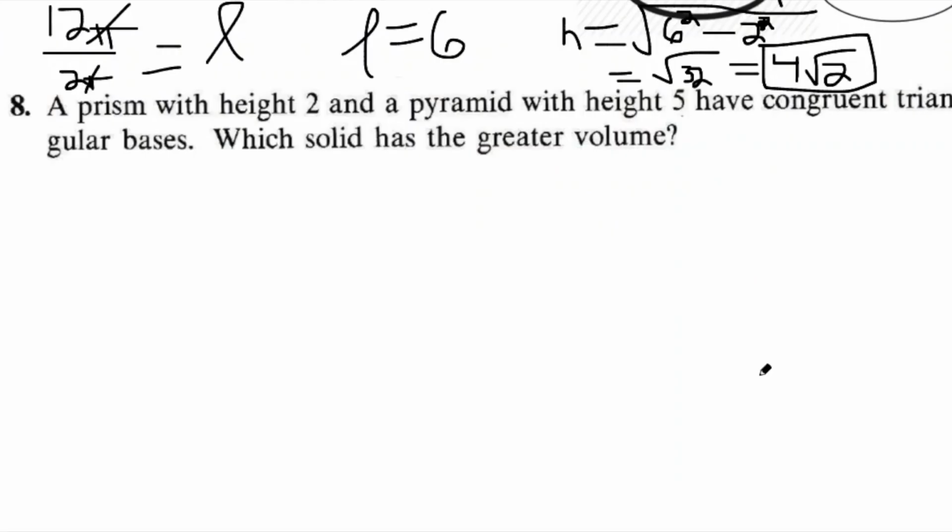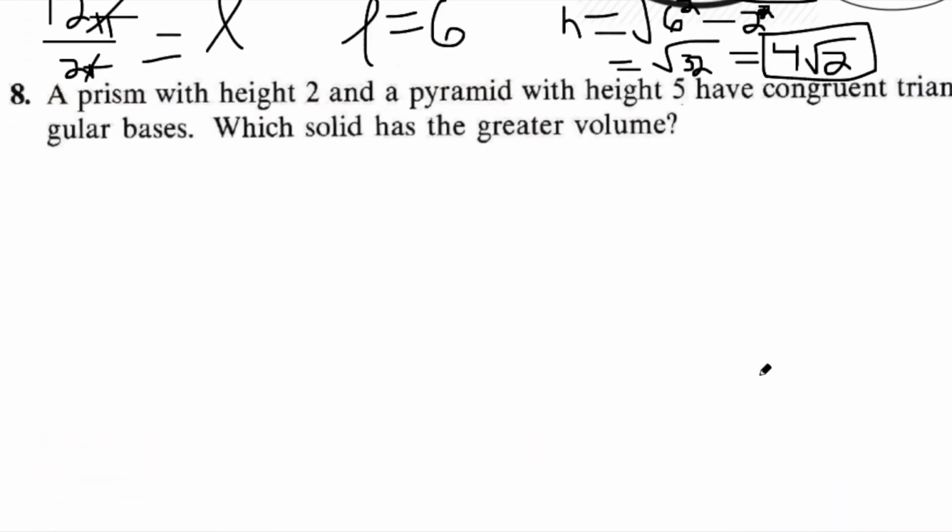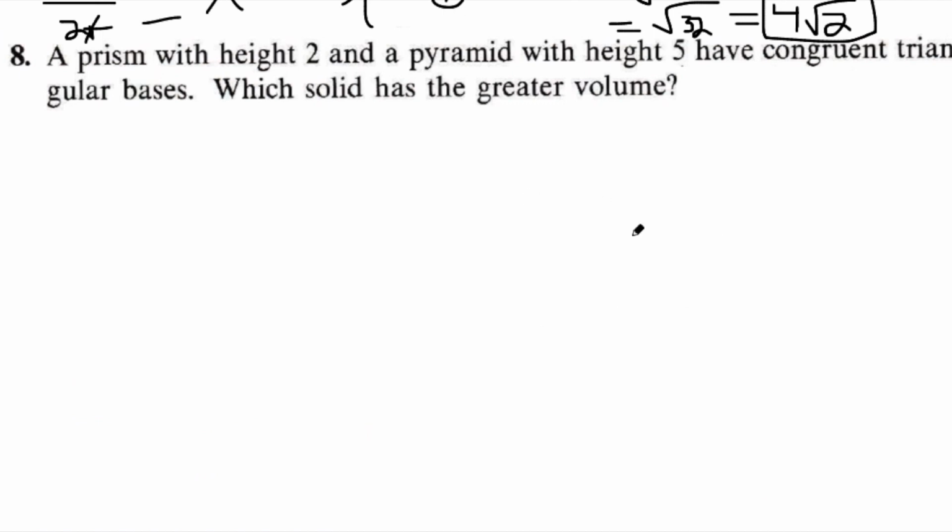Question 8: a prism with height 2 and a pyramid with height 5 have congruent triangular bases, which has greater volume? Ooh, I don't have a diagram of this one right here. Okay, so I don't need a diagram for this one because this is simply a comparison one.